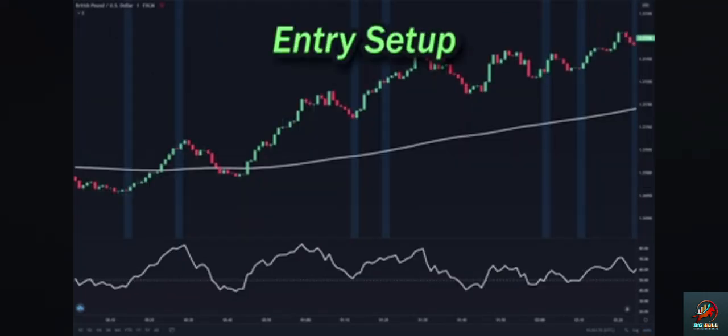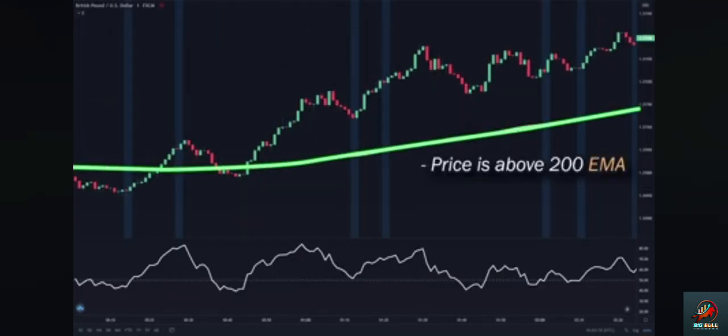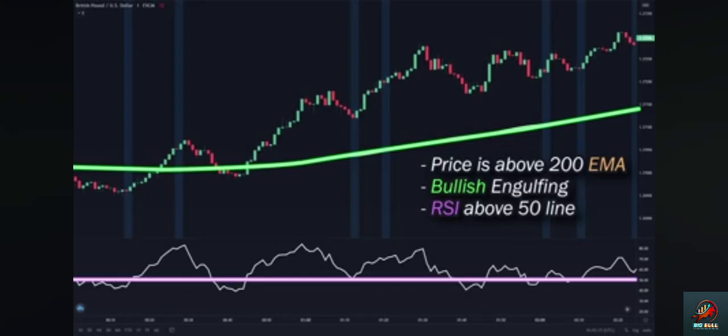For your entry setup, if the price is above the 200 EMA, while a candle shows a bullish engulfing pattern, while the RSI is above the 50 line, you take a buy position. It's the same for short positions as well.